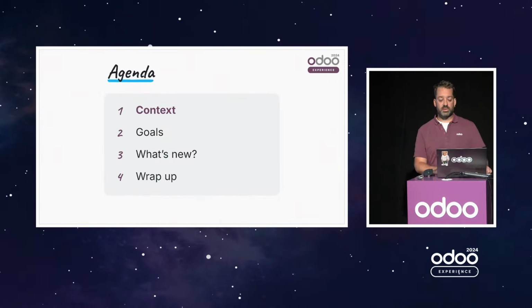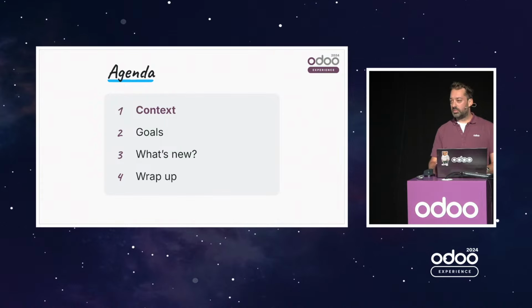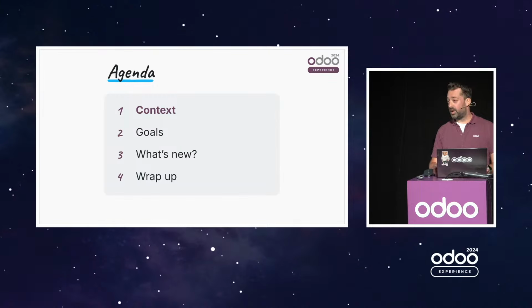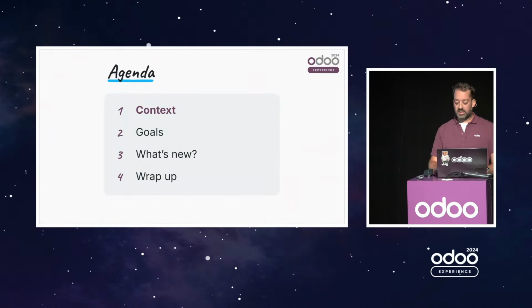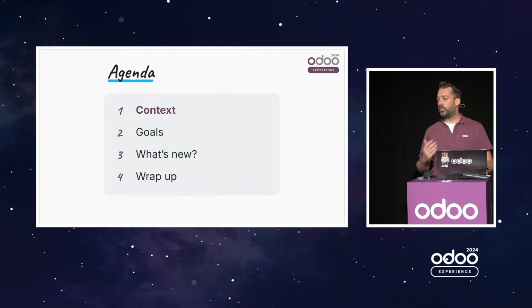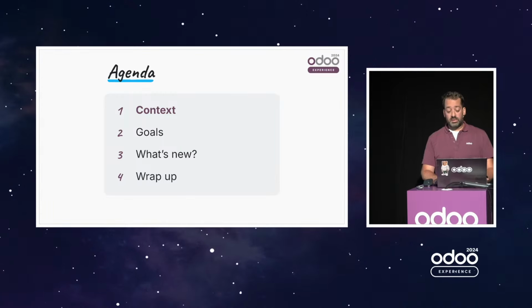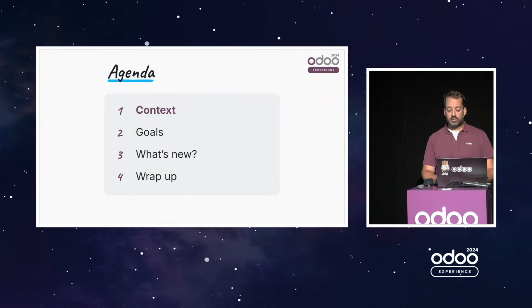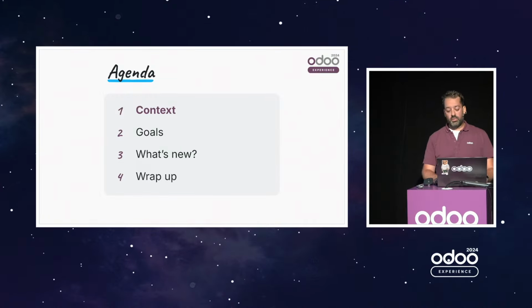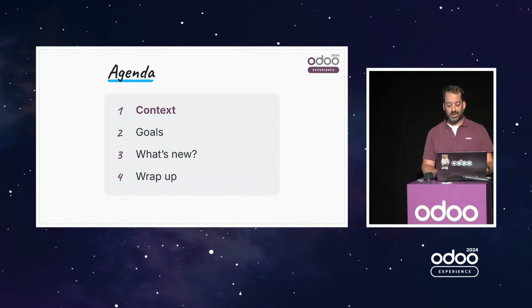So maybe I'm going to start by explaining today's agenda. I'll start by giving you some context about Spreadsheet and Dashboard and why they are available in Odoo. Then I'll explain the goals we try to follow when it comes to developing new features and improving the applications. Then we'll dive into today's main part, which is what's new in those two applications. Then I'll wrap everything up so that it's fresh in your memory when we have the Q&A session.